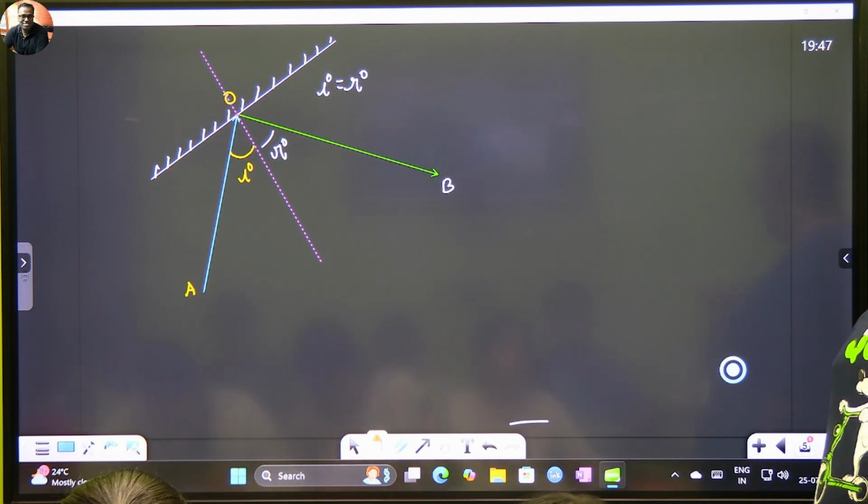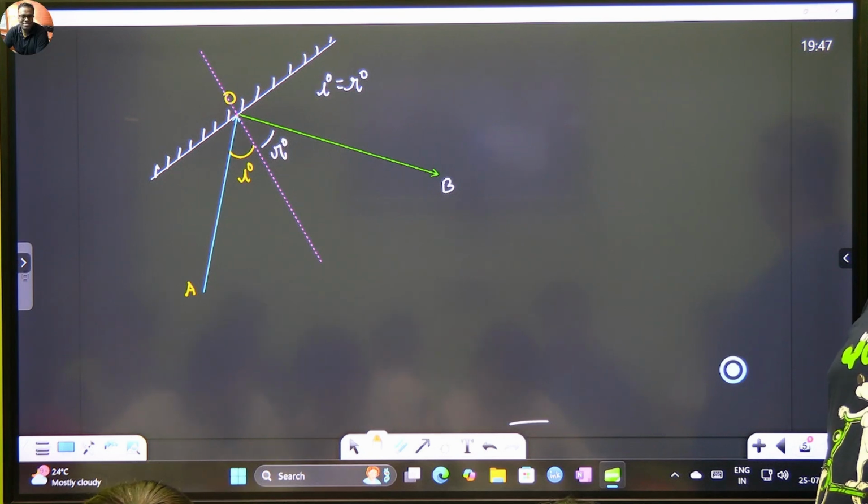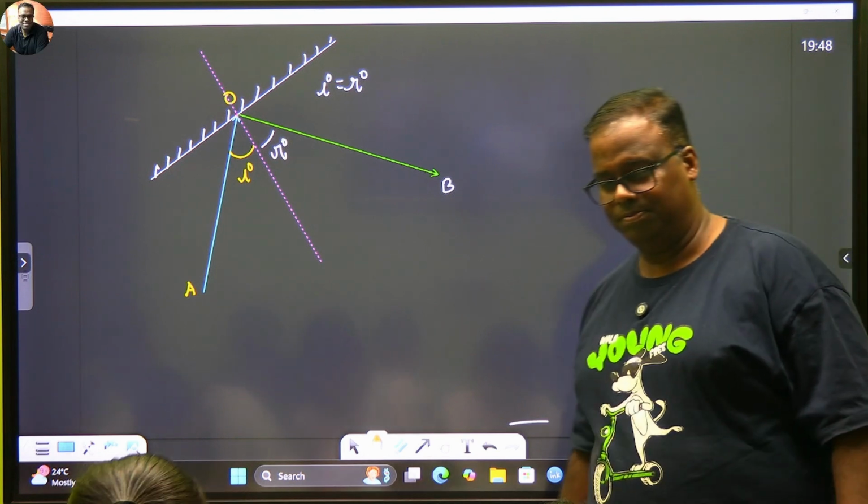That grade 3 boy will draw a better line than that. What are you drawing, huh? Try to solve that question.